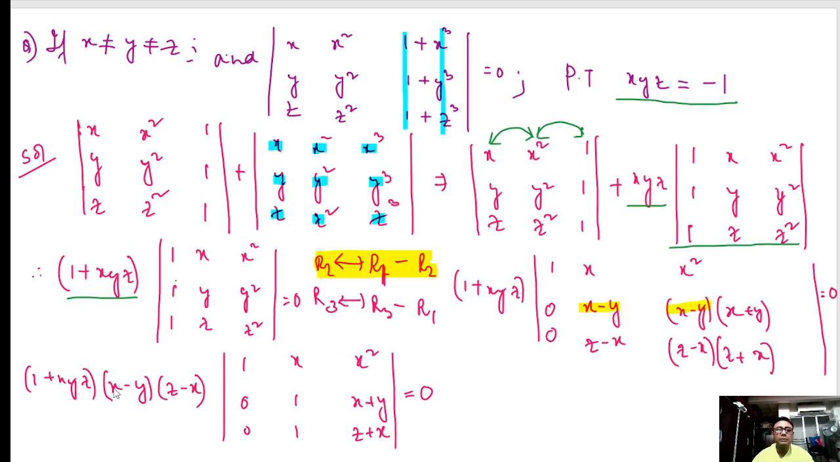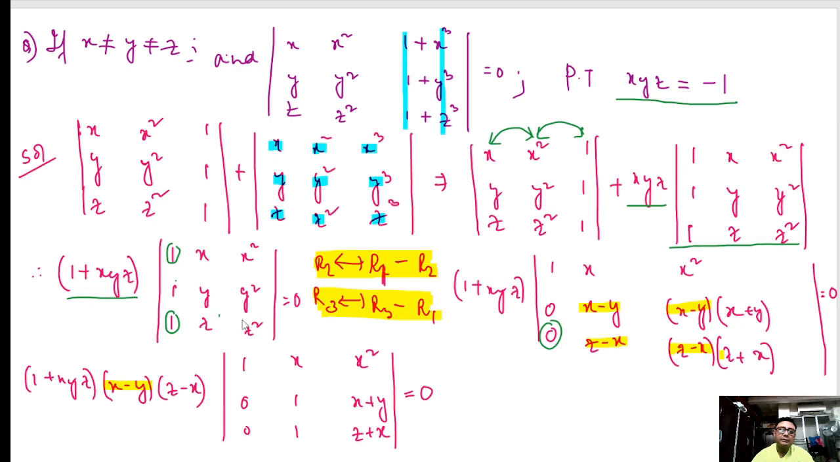So this will come out. From the third row we can take a z minus x common, because we have done this operation. In R3 we are doing R3 minus R1. So see here, R3 minus R1 is what? 0.